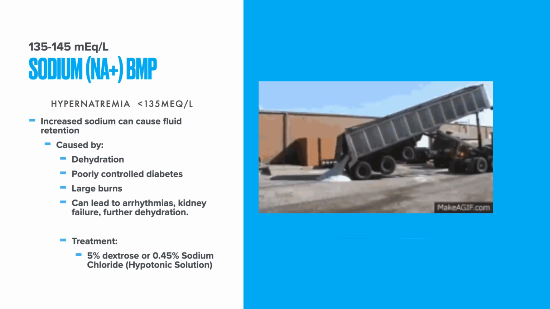Hyper has more salt than the body. So what's happening? The water follows the salt. So if you have a hypertonic solution, you'll be pulling water out of your cellular membranes into the interstitial space and maybe into the vascular.